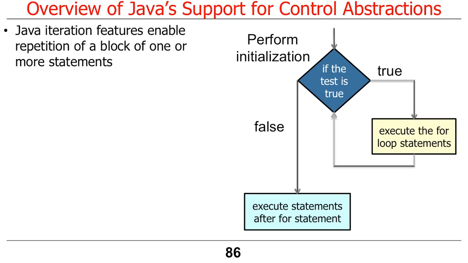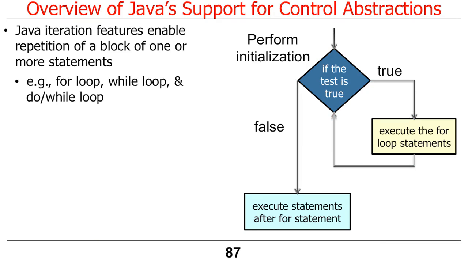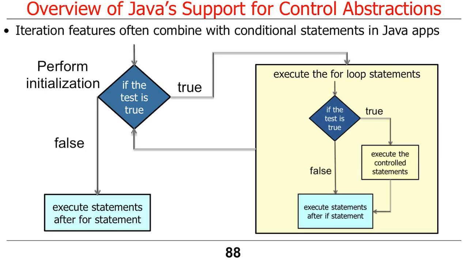Another type of control abstraction supported by Java is iteration, which enables the repetition of a block containing one or more statements within an app. Examples of iteration features supported by Java include for loops, while loops, and do-while loops. These iteration features are often combined with conditional statements to write Java apps with sophisticated control flows.